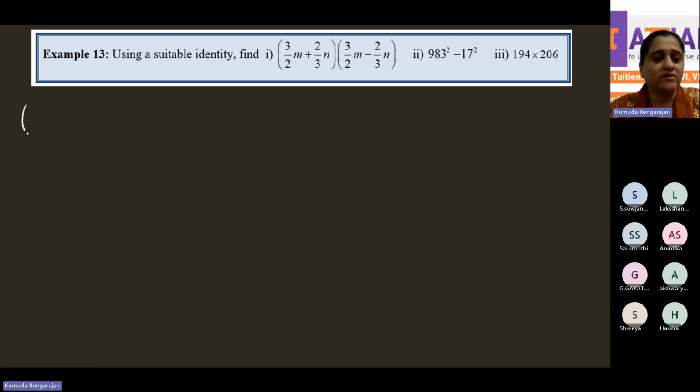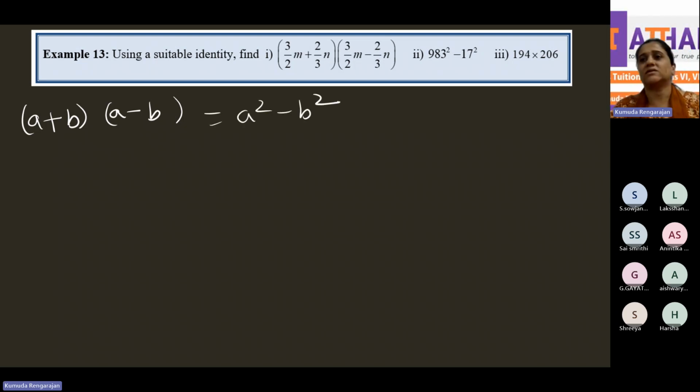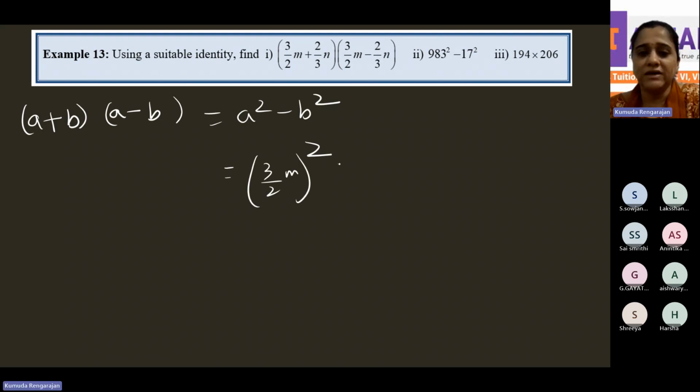See, in the question there are 2 brackets, so I'm using 2 empty brackets. In the 2 brackets in the question, the first terms are the same, so I'm writing A. Then the signs plus, minus. Then the second terms are the same, so B. So the question is of the form (A + B) into (A − B). So what's the answer? A square minus B square. But what is A? 3 by 2m. What is B? 2 by 3n. This is the answer for this question.